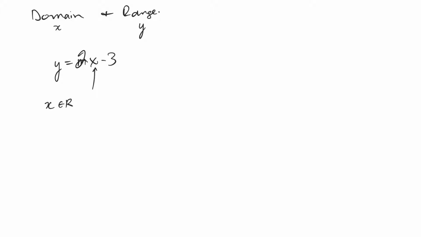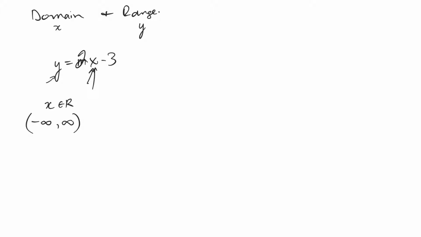Another way you can say that x can be anything is you can say x starts at negative infinity and goes all the way up to positive infinity. And so anything in between there. Both of these mean the same thing. x can be anything.